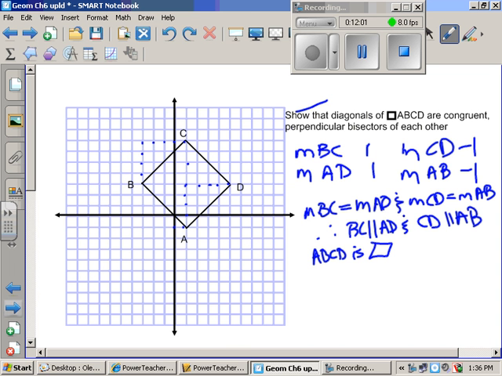opposite angles are equal, diagonals bisect each other, but to prove that they're perpendicular bisectors of each other, I have to prove first that they're perpendicular. So I find the slope of AC. Okay, one more slope, and it's vertical. Yay! So I don't have to do any calculating. That means that the slope of AC is undefined.